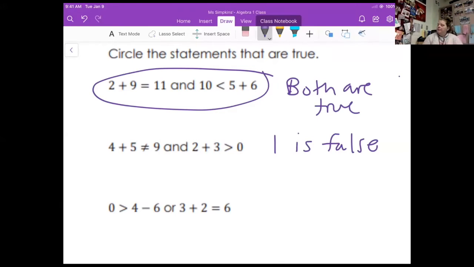Okay, now I want you to look at the difference here. This one says or. So 0 is greater than 4 minus 6. Is that one true?